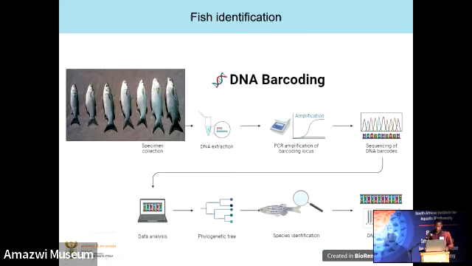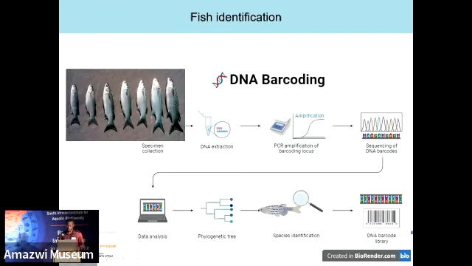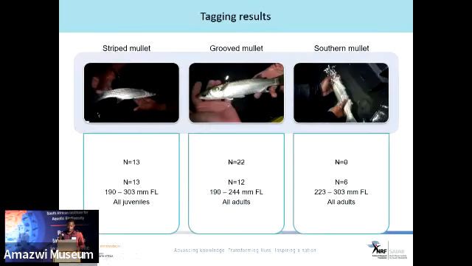Upon collection, we also did some genetic barcoding to determine which mullet species we actually caught, because these species are kind of similar morphologically, so we needed to make sure we caught the right species. We managed to take 13 striped mullet, and fortunately we retained 13. Of the 22 grooved mullet that we tagged, we only retained 12. So that means the other 10, we actually misidentified.